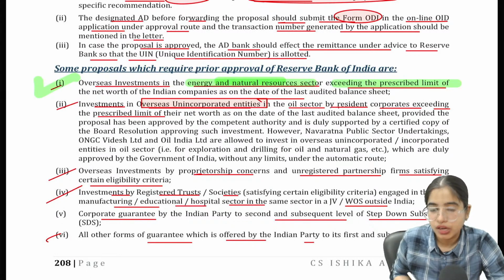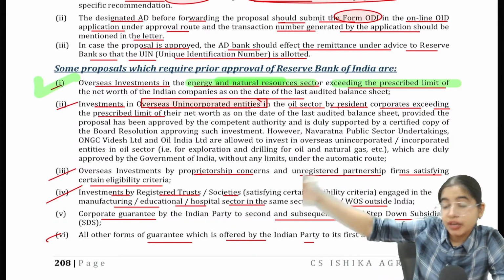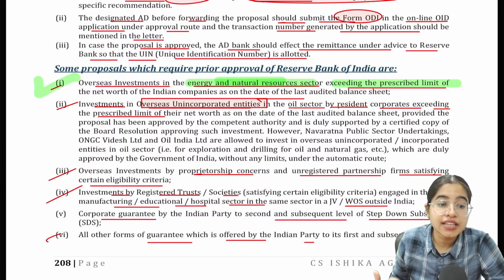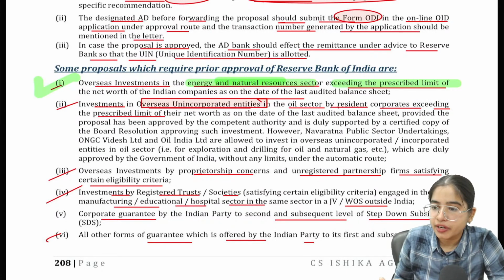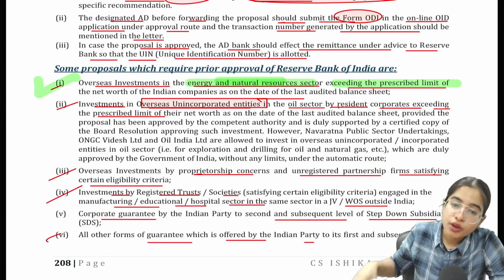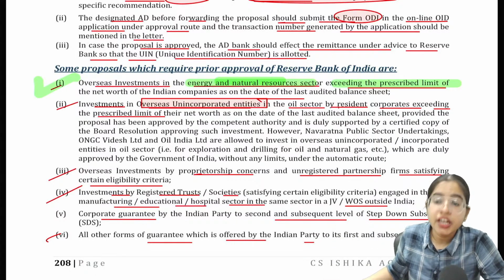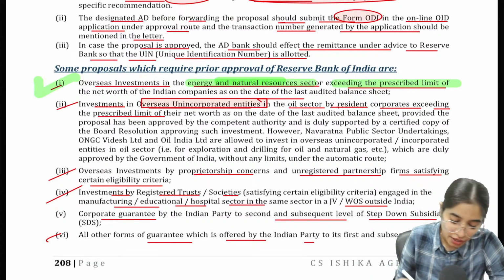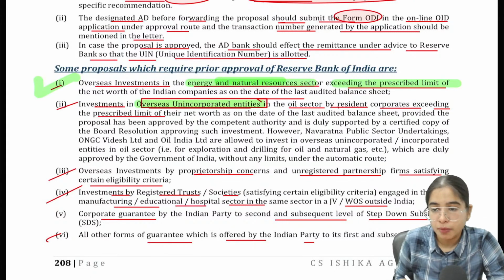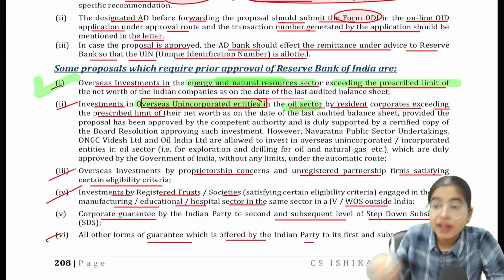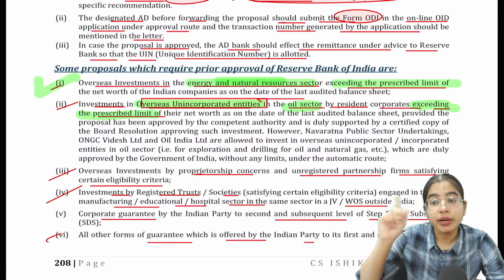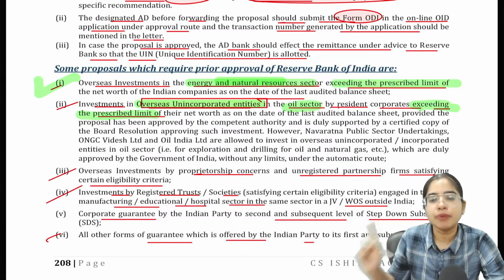take RBI approval. Next, if you are making investment outside India in unincorporated entities, like partnership firms, they are not incorporated entities. They are not a separate legal entity. So if you are making overseas investment in unincorporated entities engaged in the oil sector exceeding the limit, then also you have to take prior approval of RBI. So if you are making investment in overseas unincorporated entities engaged in the oil sector exceeding the limit of your net worth, that 400% of net worth, then also you need prior approval of RBI.